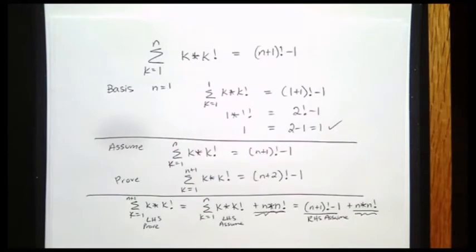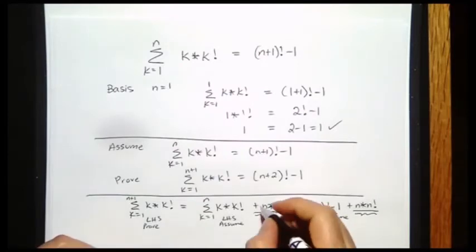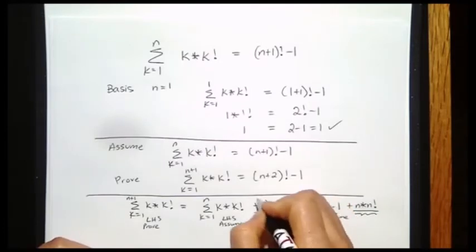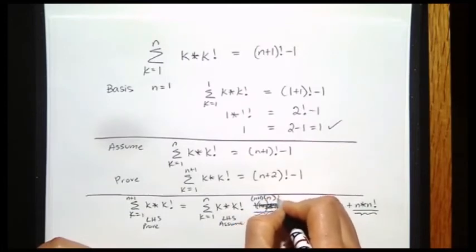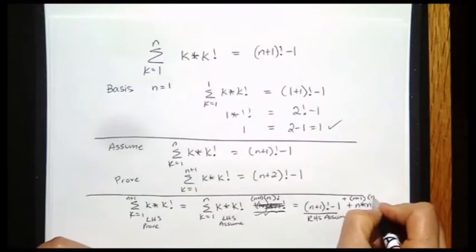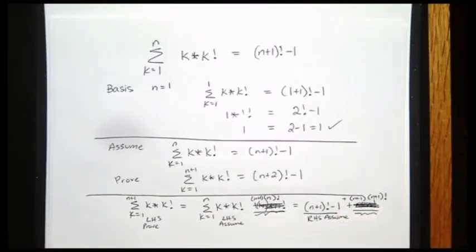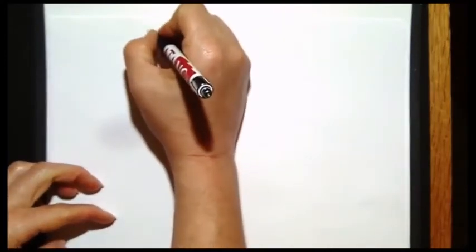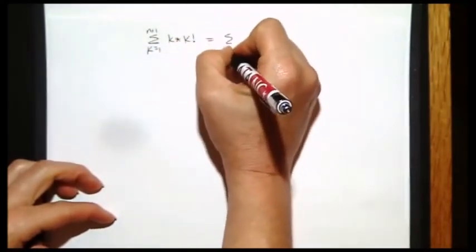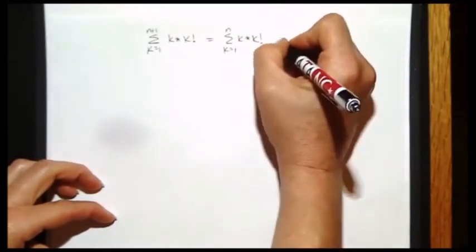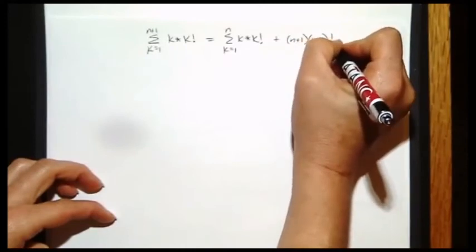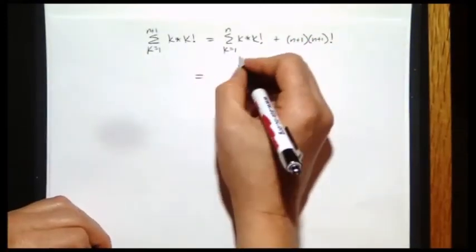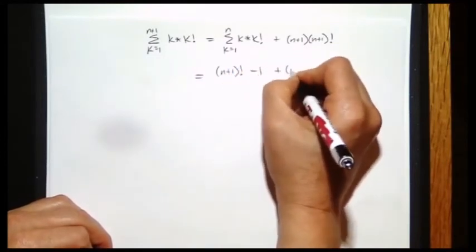Yes? Yes, thank you for fixing that. Sorry about that. I'm going to write that over again. By the way, you can do an assume with n minus 1 and prove for n, so that is fine. You can choose whichever one you want to do. Okay, so I replaced that with n plus 1 factorial minus 1, and then just copy down the rest.